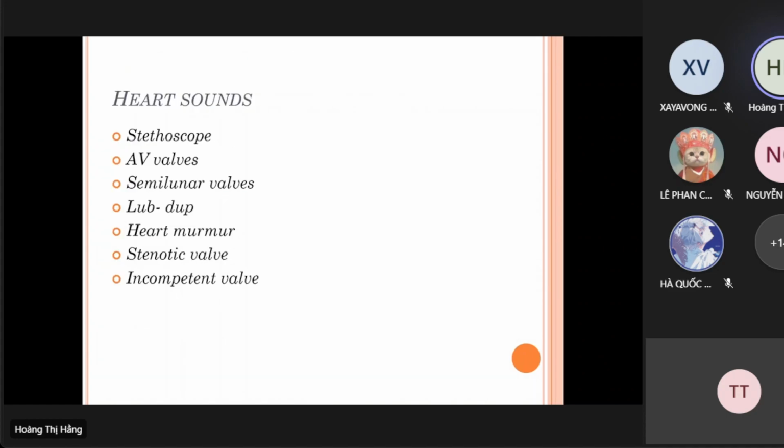Rất là dễ. Now let's move to the next part, heart sounds. In this part, you will learn about stethoscope as an instrument, about AV valve, semilunar valve, lub dup, the sound lub dup when you use the stethoscope to listen to your heart. And you also know something about heart murmur, stenotic valve and incompetent valve.